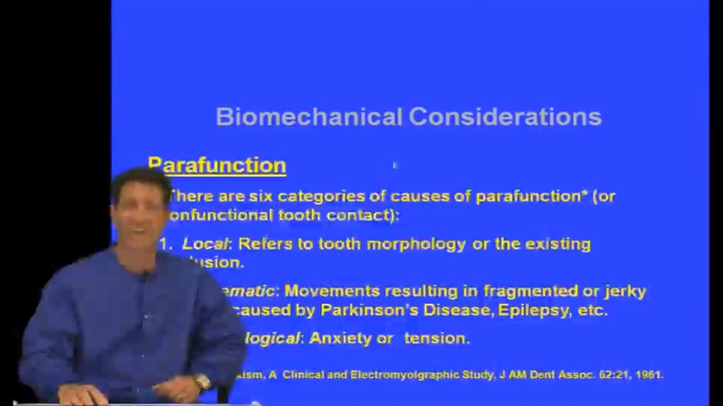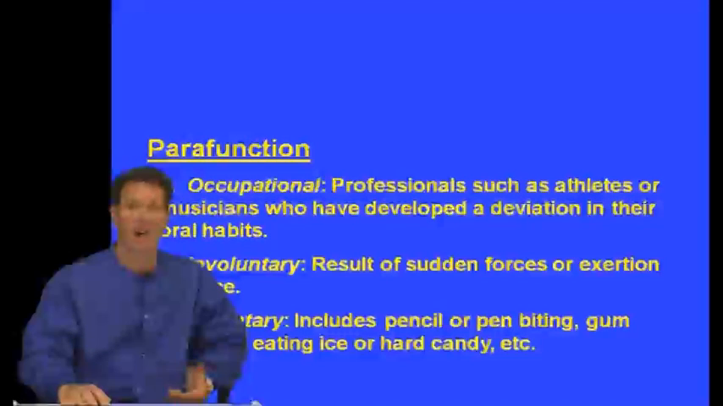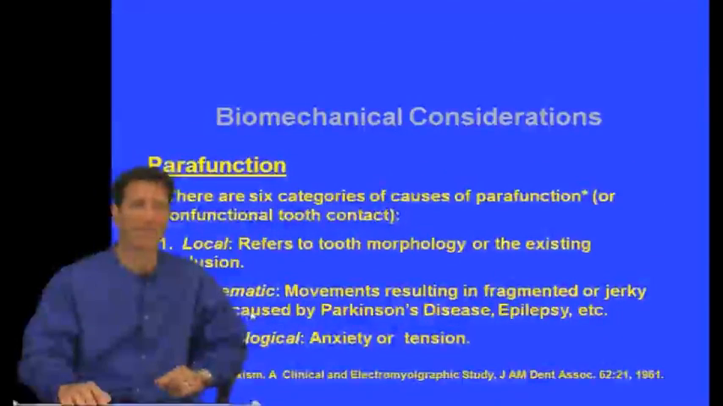And there are 6 categories of parafunctional, or also called non-functional, tooth contact. You have local factors, you have systemic factors, you have psychological factors, occupational factors, and then there's involuntary factors, and then also voluntary factors. So these are the reasons that a patient would have parafunctional activity.